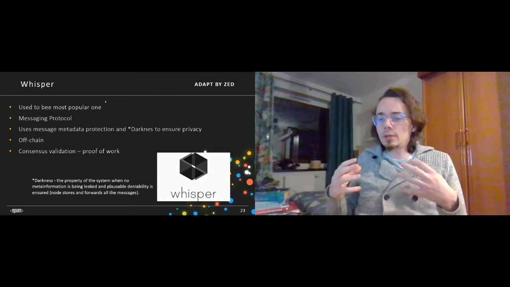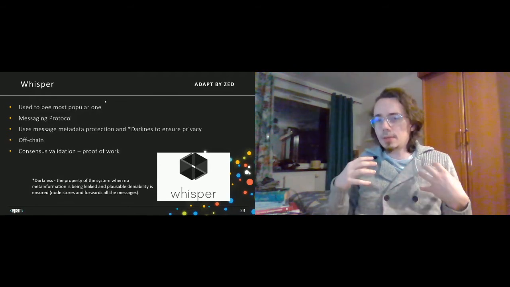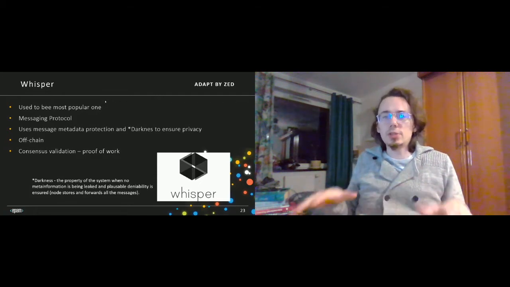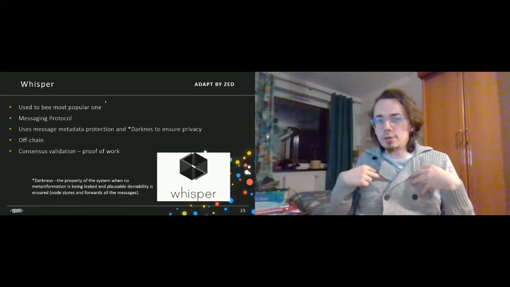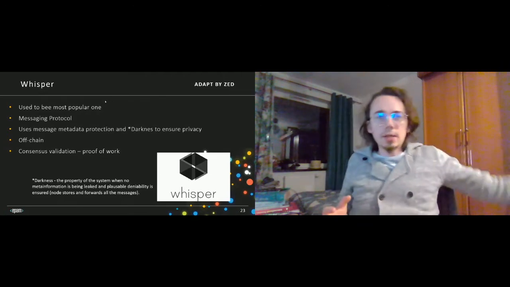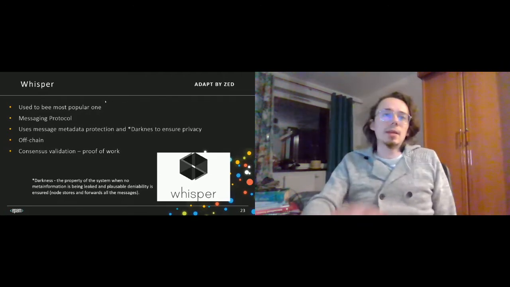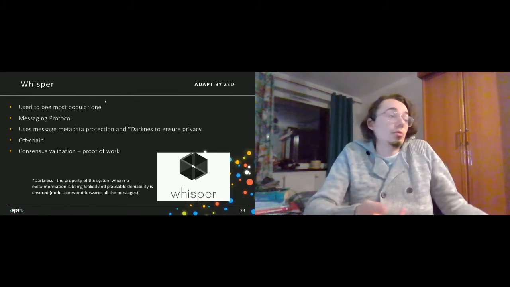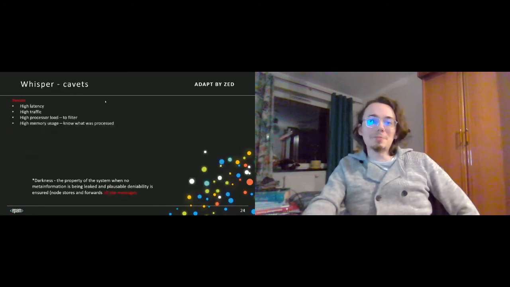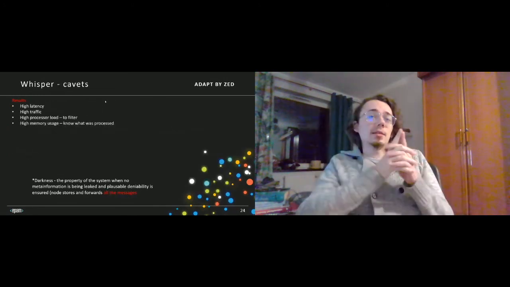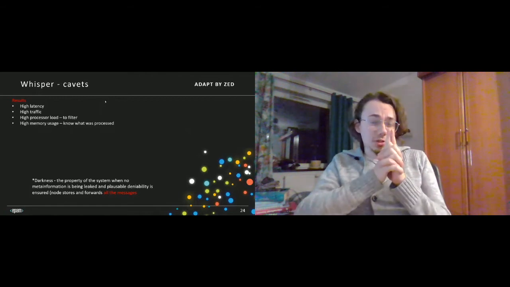Plausible deniability is when you receive some message and there is no way to actually tell if you're the receiver or you just received the message to relay it to other nodes. And plausible deniability is just when you can always say, oh, it's not mine, it's not mine. So Whisper forwards all the messages.